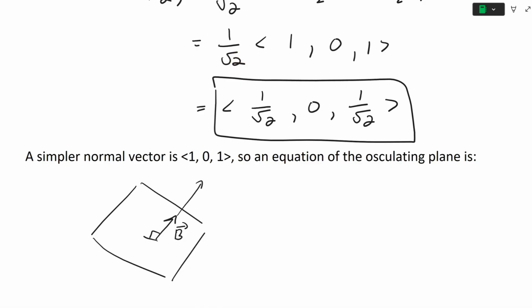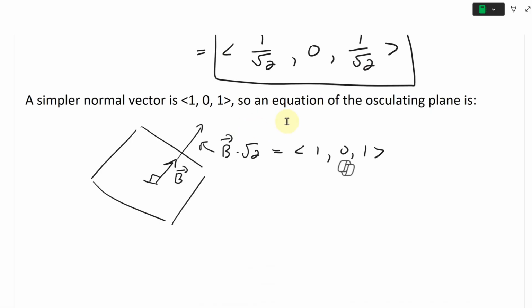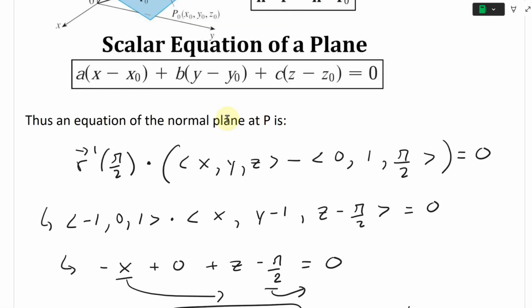So this right here is going to be the binormal vector times square root 2. So in other words, the whole thing is still normal to the plane, but it just equals 1, 0, 1, because we got rid of the denominator. Yeah, so that we just deal with that. So now we have that. Now we can find an equation of the osculating plane using this setup as well.